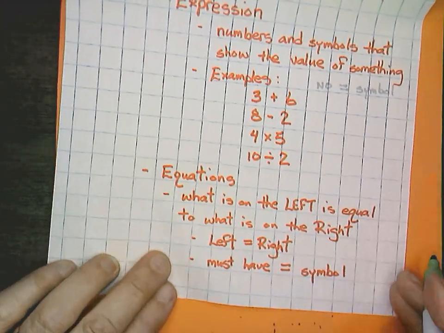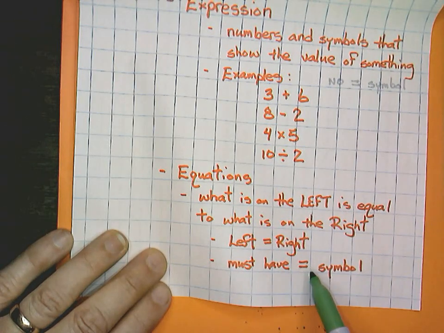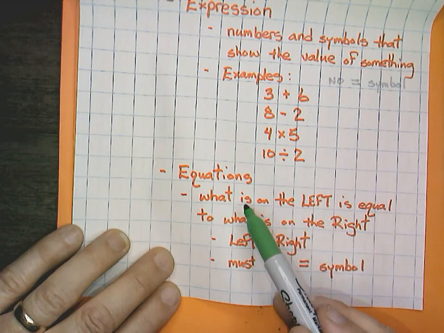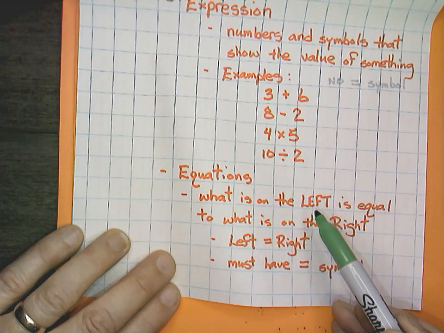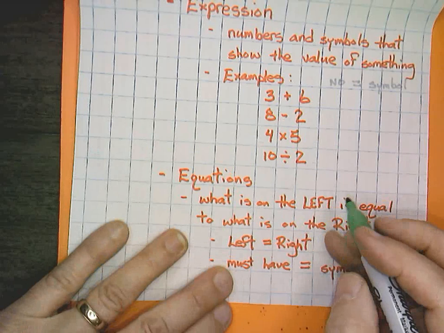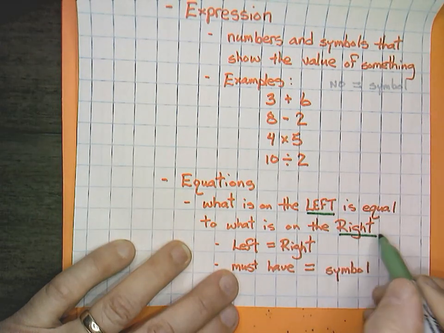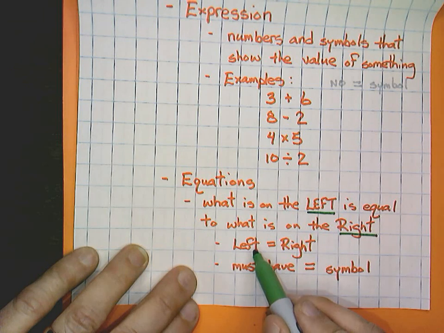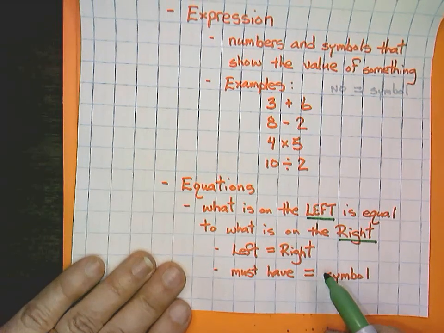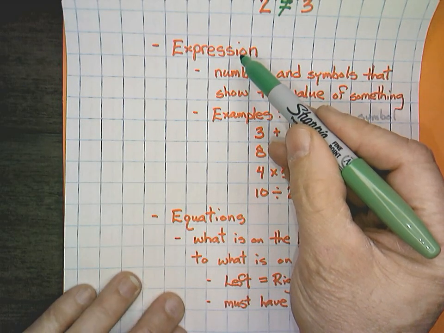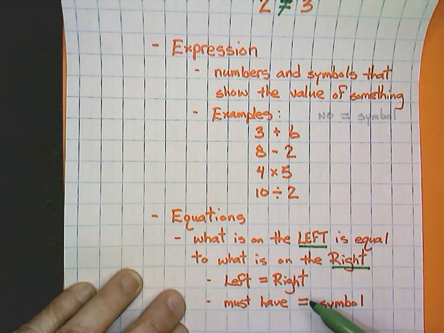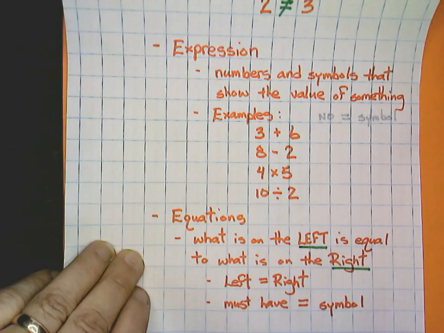Equations do have an equal symbol, and we'll get into that in just a second. An equation, just a simple definition, is whatever is on the left side of your page or your screen is equal to whatever is on the right. So you have this idea of left and right. Left must equal right. And remember that an equation must have an equal symbol. We said up here that an expression has no equal symbols, but equations do have equal symbols. I'm going to show you some examples on the next page.